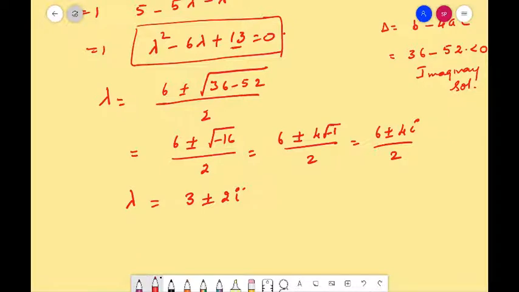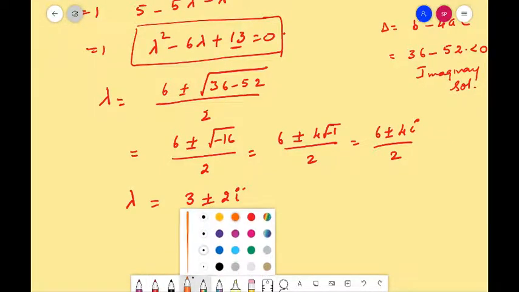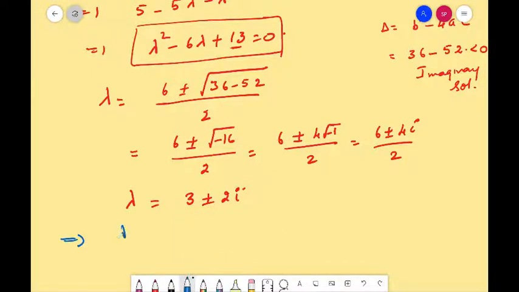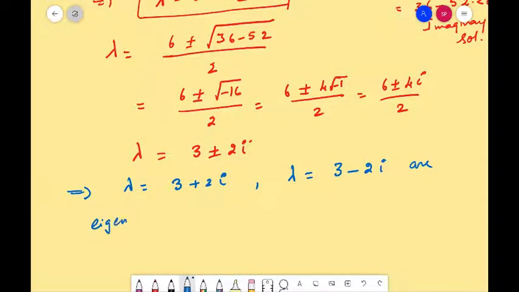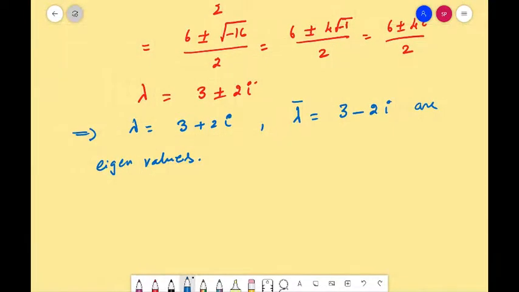So what are the eigenvalues we have here? Lambda is equal to 3 plus 2i and lambda is equal to 3 minus 2i are the eigenvalues. We can observe here that lambda bar is 3 minus 2i, so the two eigenvalues are conjugate to each other. Now we have to find the eigenvectors, where lambda is equal to 3 plus 2i.